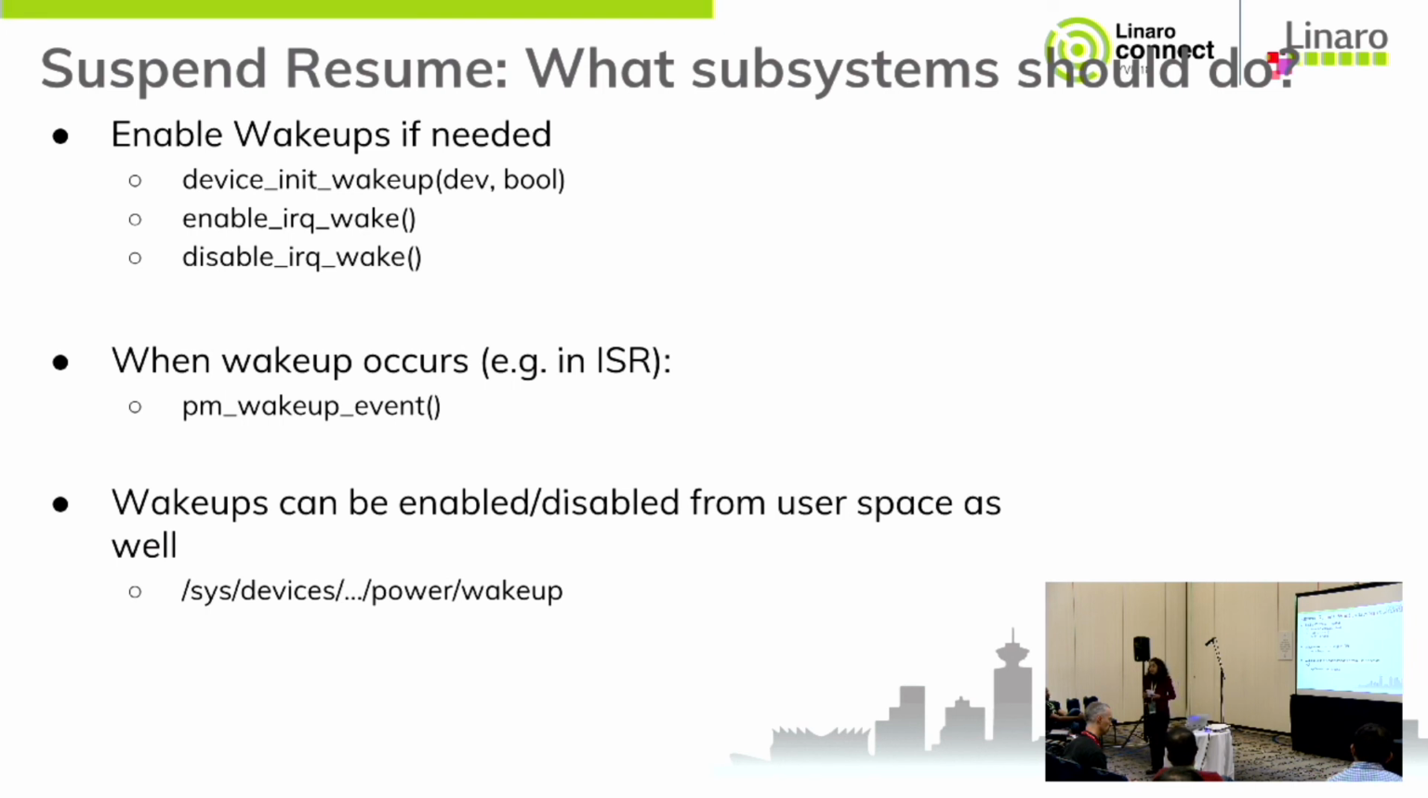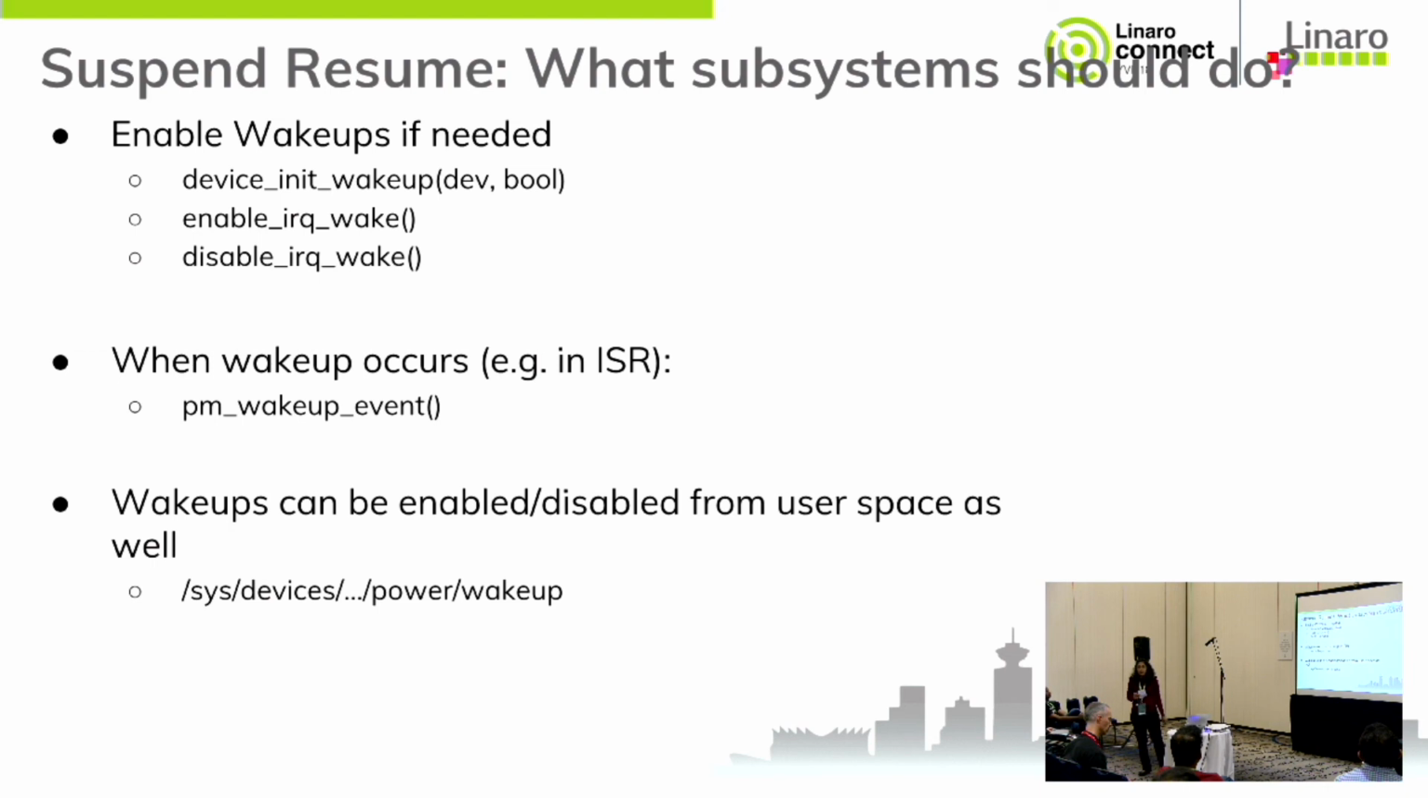Again, once the system suspends, how do you wake up? Typically, wake up is triggered by a user event. It's either you pressing the power button on the phone, or a keyboard event on a desktop, a mouse event on a laptop, something like that. So what should devices do in order to enable it? So there is device init wake up, it is a way of devices to let the PM core know that it is wake up capable, and if it's wake up capable, whether it is enabled or not.